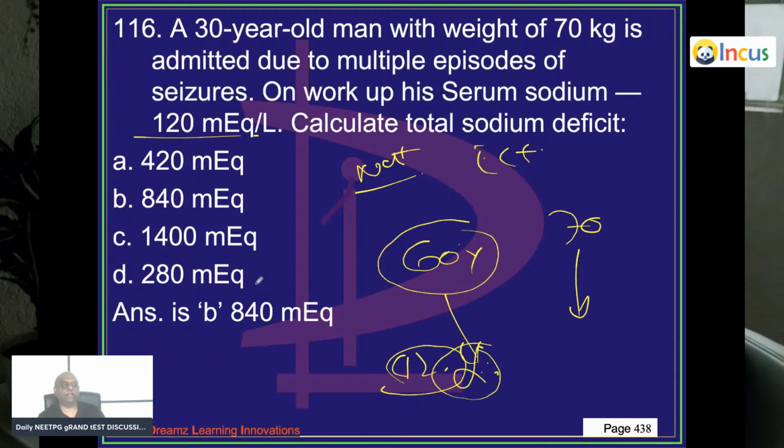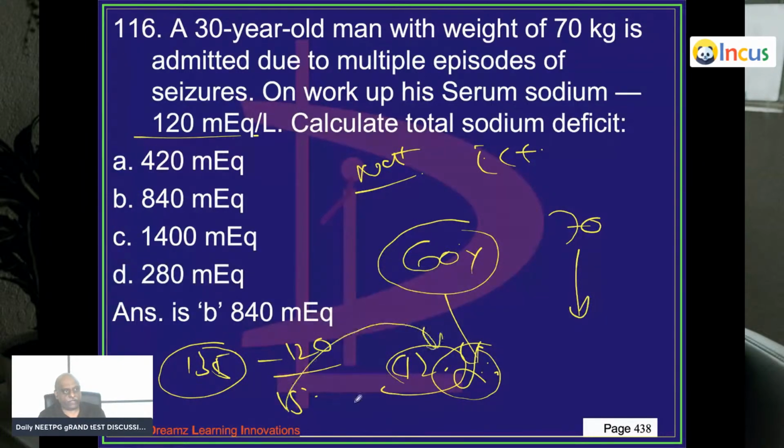So you have 120. What is the normal sodium? 135. Okay. 135 minus 120 है कितना हो गया? 15. 15 milliequivalents for every liter. So 42 liters के लिए 15 into 42 कितना हो गया? 630. 630 milliequivalents you need to give.